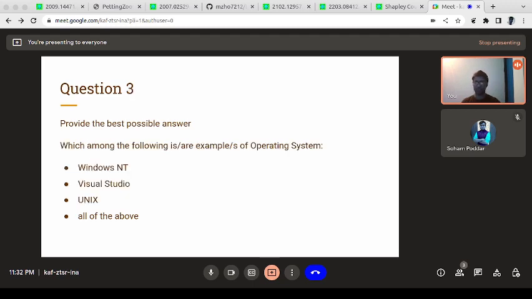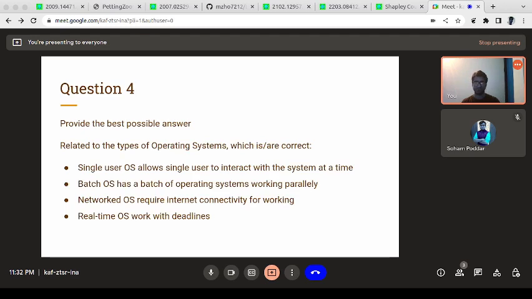This is a simpler question. Which among these is or are an example of operating system? Can you say Windows NT, Visual Studio, Unix, or all of the above? Visual Studio? No, that is not correct. Windows NT and Unix are examples of operating system. Visual Studio is an example of application program. So now we go to the next question.